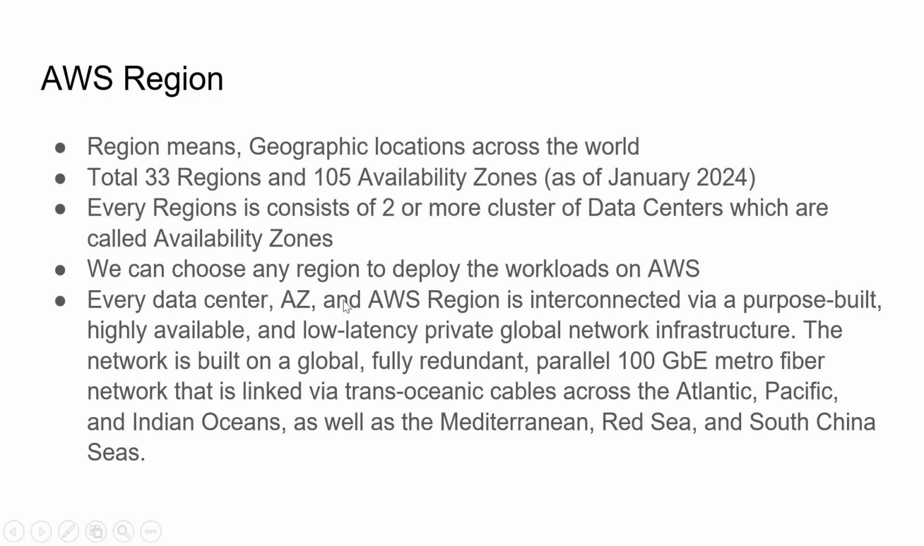Every data center, or AZ in short, an availability zone, and every AWS region is interconnected via a purpose-built, highly available, low latency private global network infrastructure. They have their own global private network infrastructure. The network is built on a global, fully redundant, and parallel 100 GB metro fiber network that is linked via transoceanic cables across the Atlantic, Pacific, and Indian Oceans, as well as the Mediterranean, Red Sea, and South China Seas.